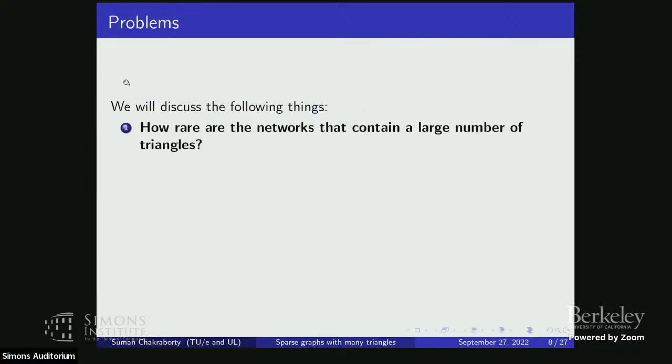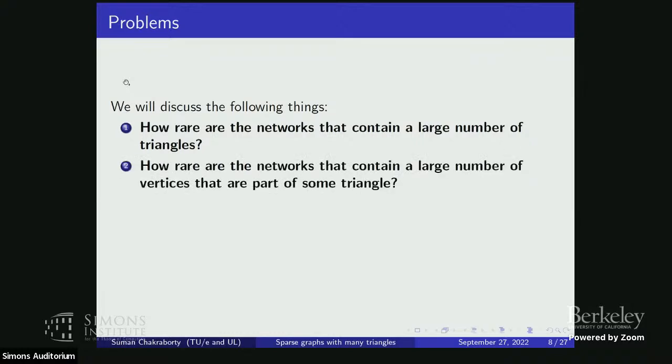Okay, so now we will slowly go into concrete problems. How rare are the networks that contain a large number of triangles? Here, always when I'm talking about networks or graphs, I'm talking about sparse graphs. And how rare are the networks that contain a large number of vertices that are part of a triangle? These two are different questions.